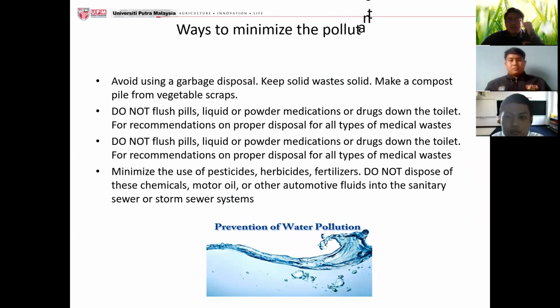So the last but not least is the ways to minimize this pollution. First is to avoid using garbage disposal, keep solid waste solid, and make a compost pile from vegetable scraps. Second is do not flush pills, liquid or powder medication or drugs down the toilet. For recommendations on proper disposal, check for all types of medical waste. Third is minimize the use of pesticides, herbicides, and fertilizers, and do not dispose of these chemicals, oil, or other automotive fluid into the sanitary sewer or storm sewer system.